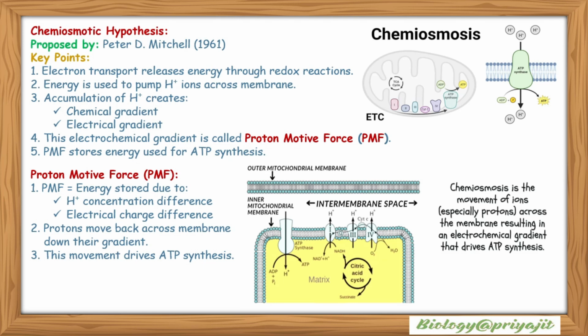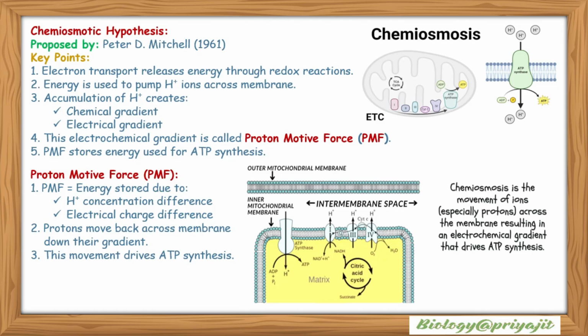It is the energy stored due to the H+ ion concentration gradient, that is the chemical gradient, and electrical charge differences, which is also known as the electrical gradient. So protons move back across again. We have already discussed this in the previous image. Protons move back across the membrane down their gradient, and this movement drives ATP synthesis.